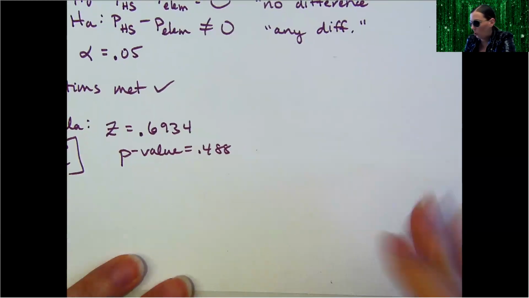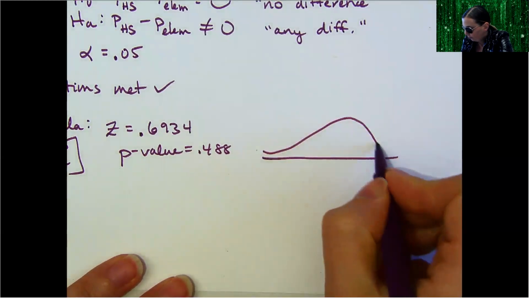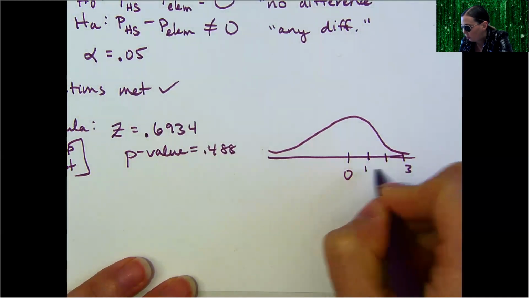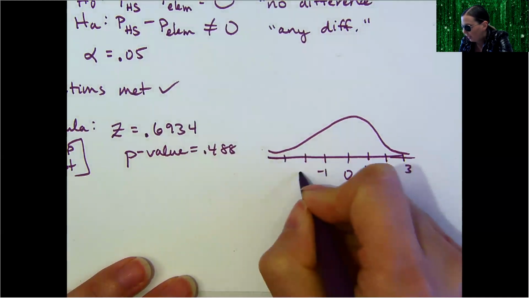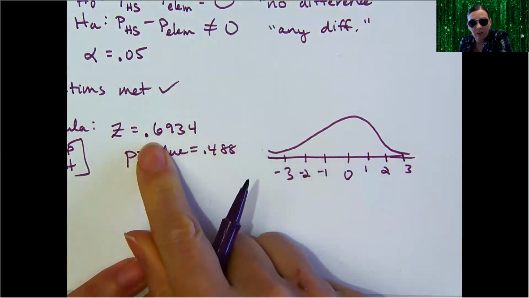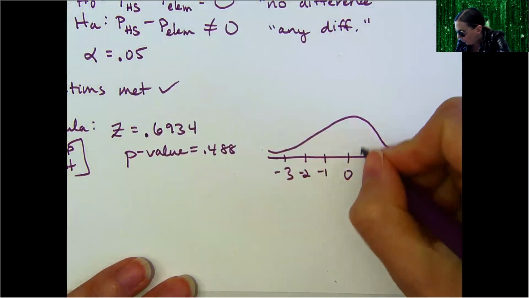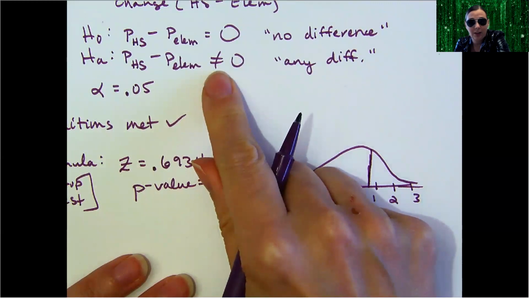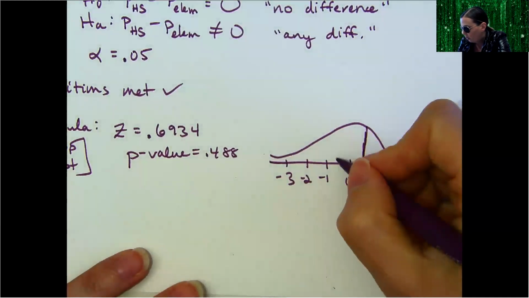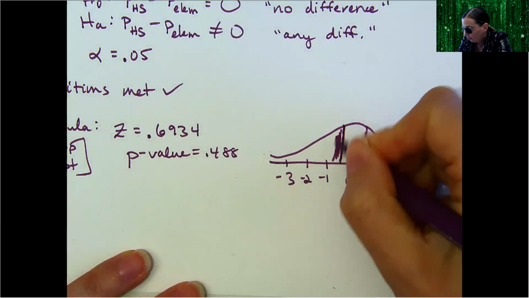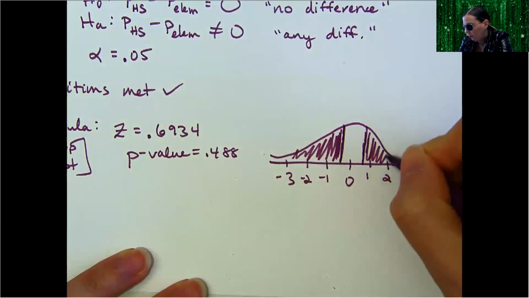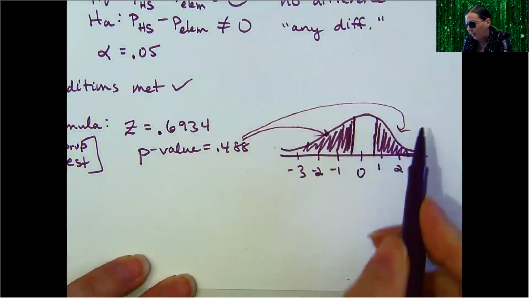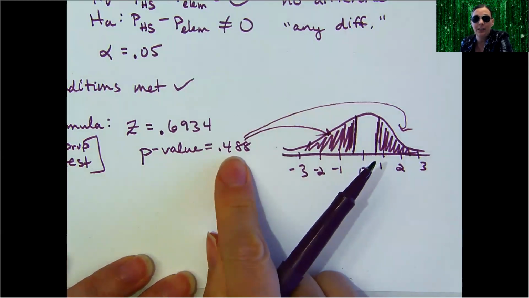What does that mean? Let's draw a picture. A bell curve, 0 is in the middle. 1, 2, 3 standard deviations to the right. 1, 2, 3 standard deviations to the left. We are at a z-score of 0.69. So that is about right here. Since this was two-sided, right, two-tailed, it could be on either side, any difference. We also have to do the negative side. So the area under the curve is our p-value. Notice we've shaded quite a lot of area. Almost half of our bell curve has been shaded.